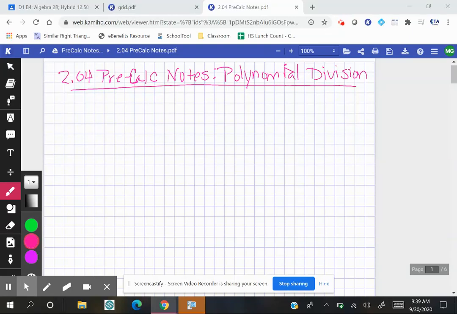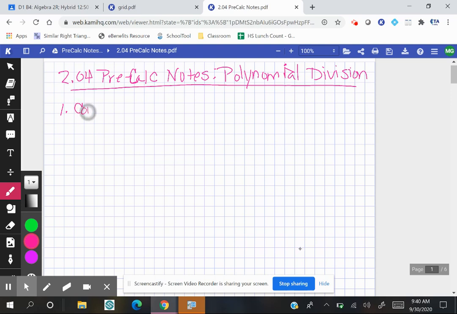Hello, we are on 2.04 pre-calc notes today, which is polynomial division. And we've done this a little bit in A2 last year, and most of you were pretty good with it. So hopefully you are reminded of how to do it when we start going through it. A couple little extra things that we'll add on as well.